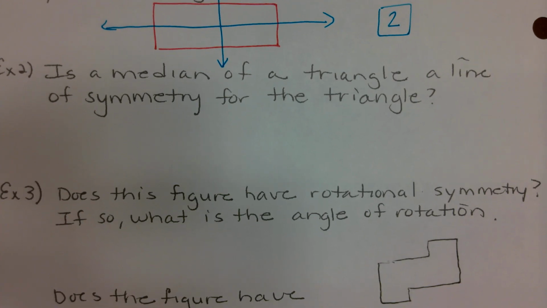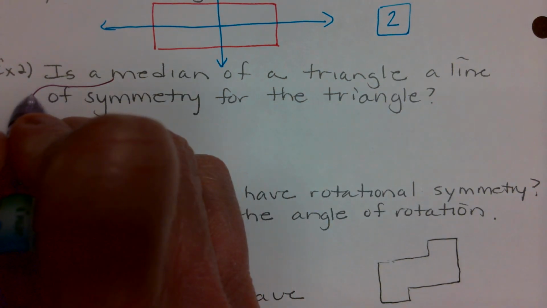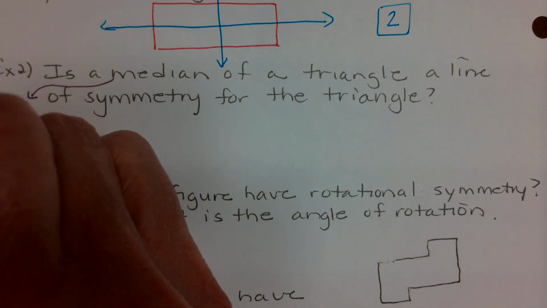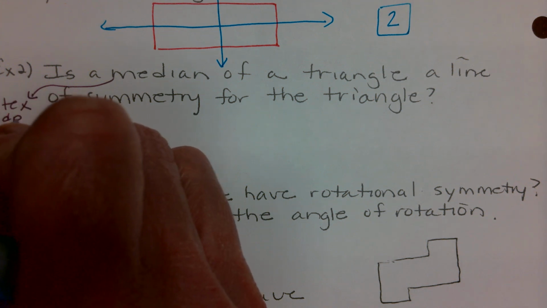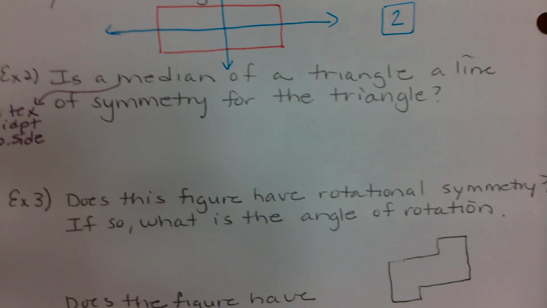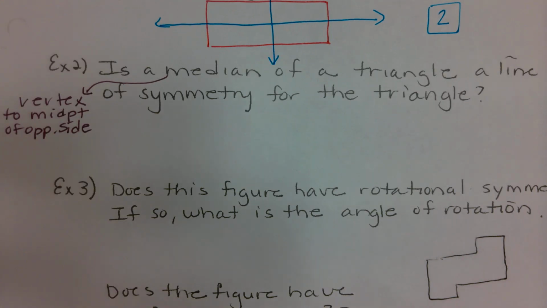Next question. Is a median of a triangle a line of symmetry for the triangle? Whew, lots of different questions come to my mind. Number 1, do you guys remember what a median is? If you don't know what a median is, we got a slight problem. A median, where does that go from? It goes from a vertex to the midpoint of the opposite side of a triangle. Okay, so that's the first thing.